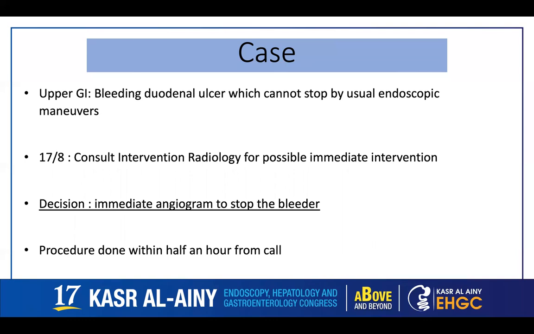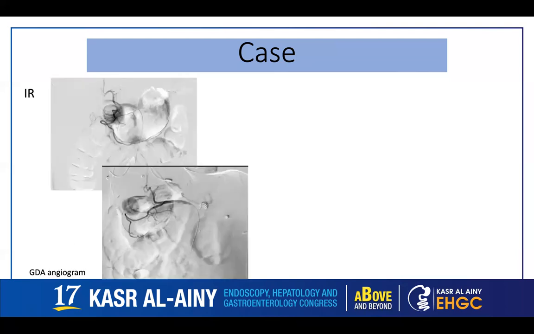Upper GI bleeding, duodenal ulcer. They did an endoscopy, which could not be stopped by the usual endoscopic maneuver. So the endoscopist called us for possible immediate intervention, and the decision was made for immediate angiogram, to stop the bleeder and embolize it. Procedure done within half an hour from our call.